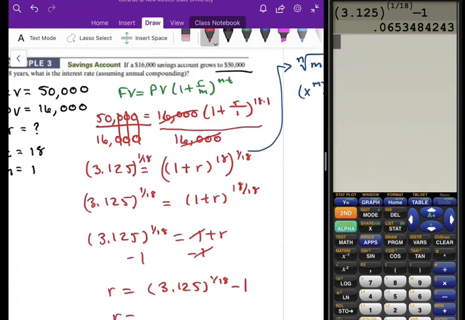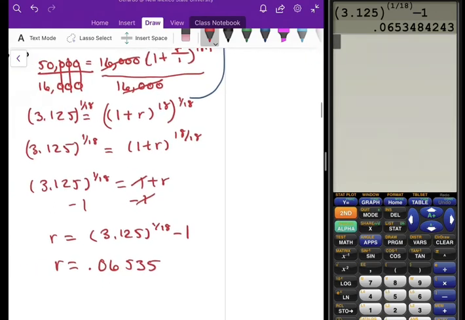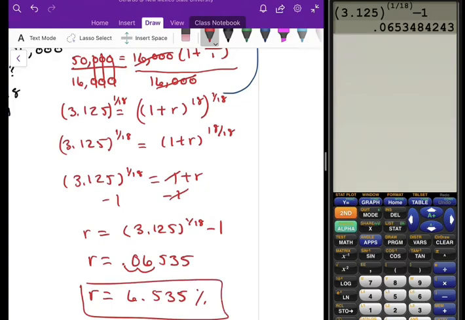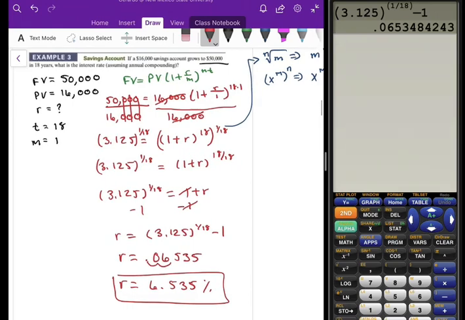Therefore, my rate is equal to 0.065535, which, since it's a rate, we have to put into percent. So the rate is equal to 6.535%. And that's the whole thing.